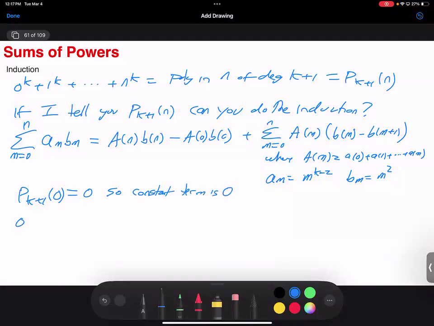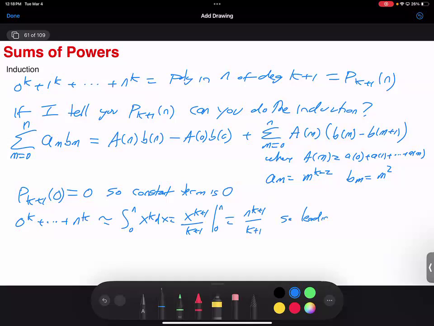And we know 0 to the k plus dot dot dot plus n to the k is approximately the integral from 0 to n of x to the k dx, which is x to the k plus 1 over k plus 1 evaluated at 0 and n, which is n to the k plus 1 over k plus 1.